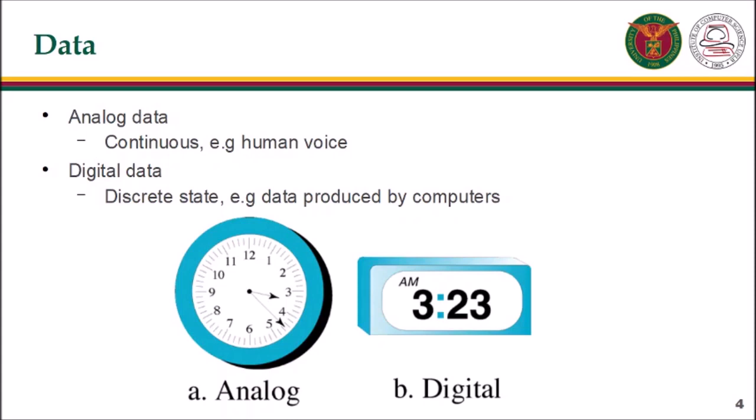For example, an analog clock that has an hour, minute, and second hands gives information in a continuous form. The movements of the hands are continuous. On the other hand, a digital clock that reports the hours and minutes will change suddenly from 3:23 to 3:24.